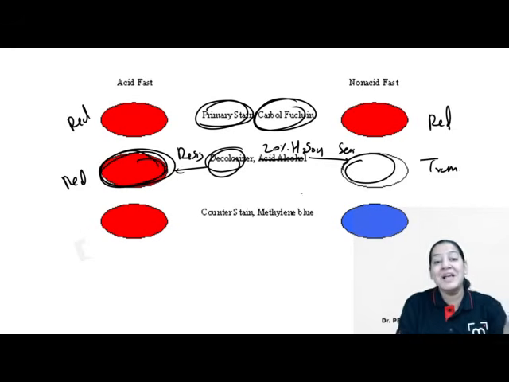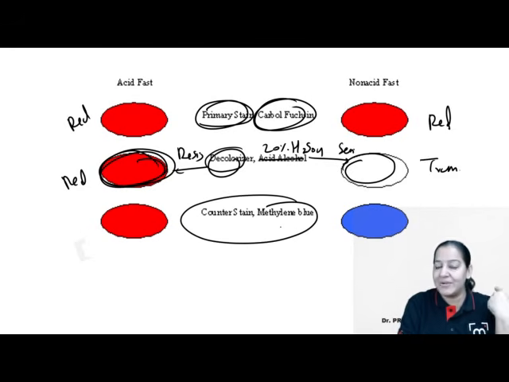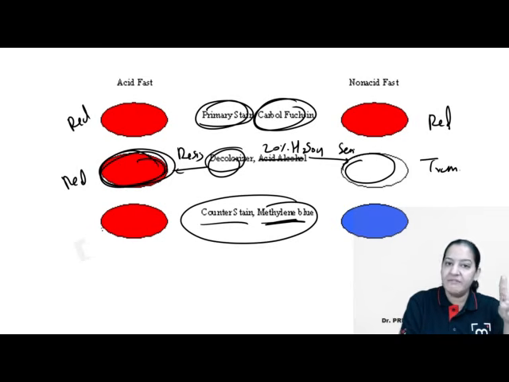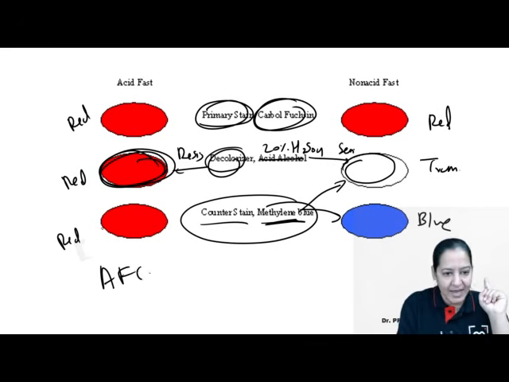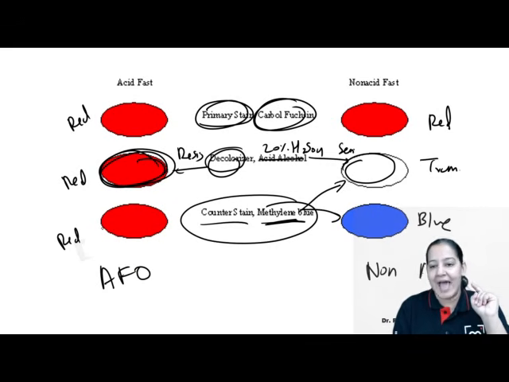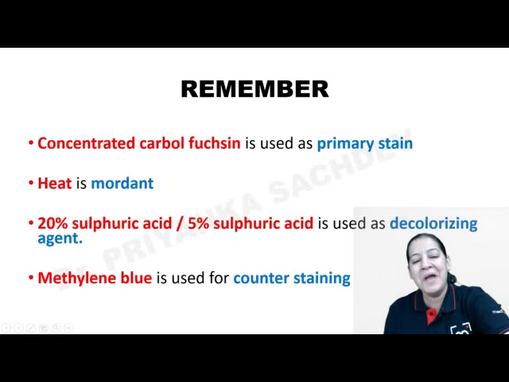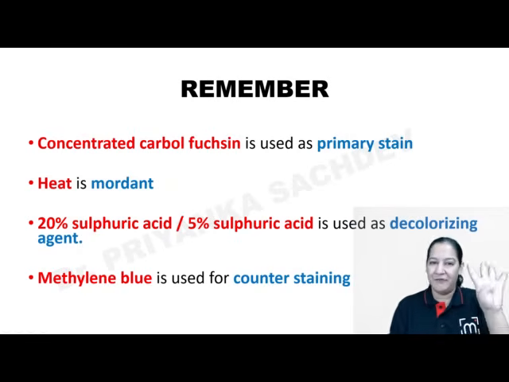That makes the difference. Now add a counter stain, a secondary stain, which is a blue stain, that is methylene blue. So the ones which retain the primary stain still remain red, they don't have space, but the ones which became transparent will take the secondary stain and will be blue in the end. So these are acid fast organisms. These are non-acid fast organisms. I guess the concept is crystal clear to you, and you can tell me the four things now.